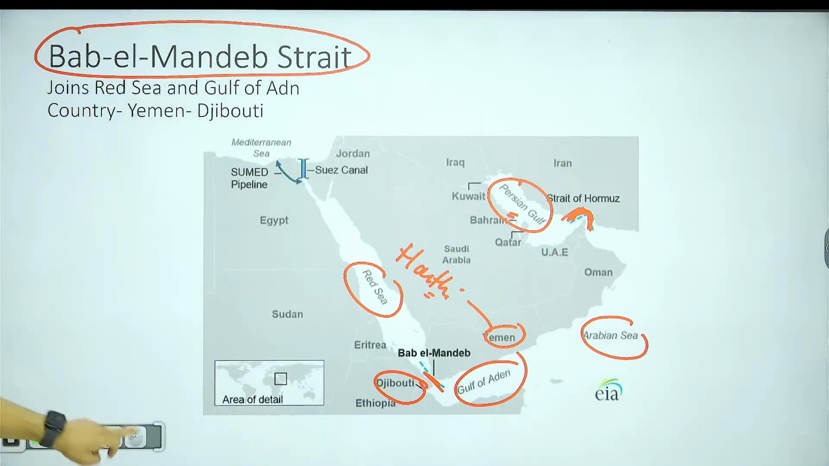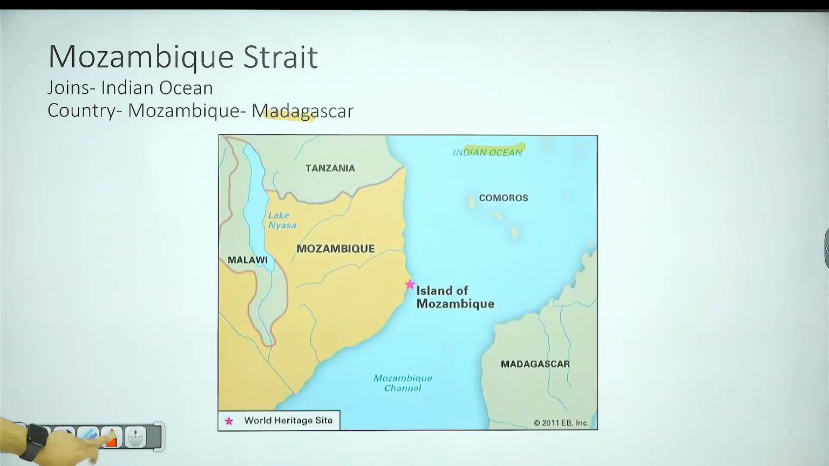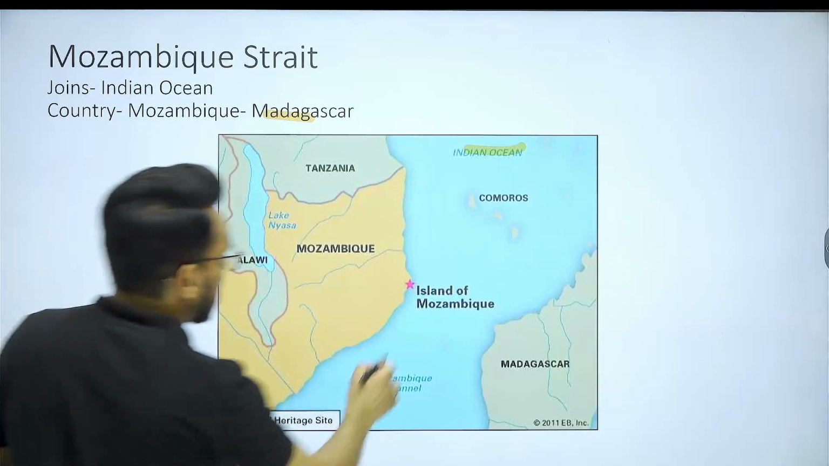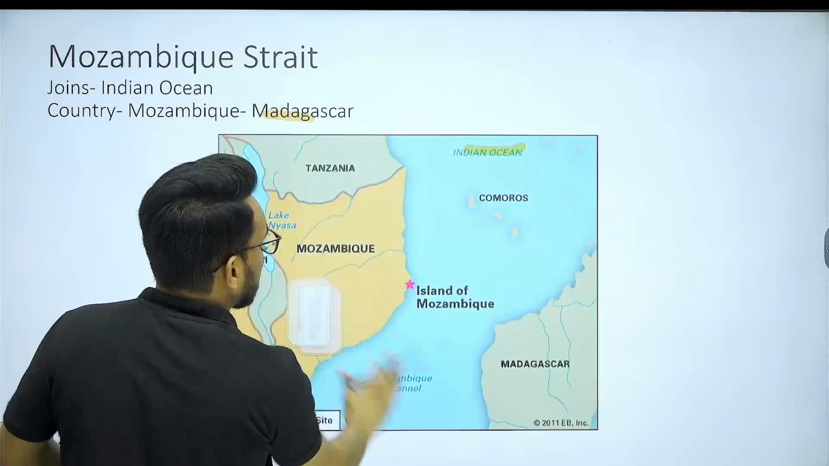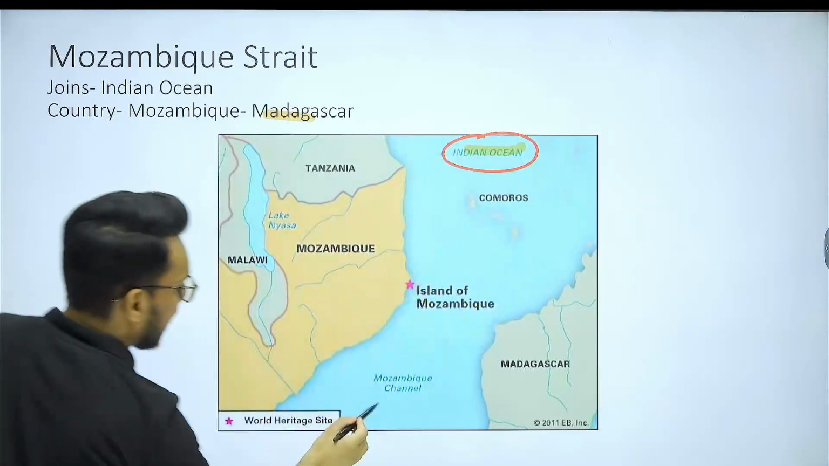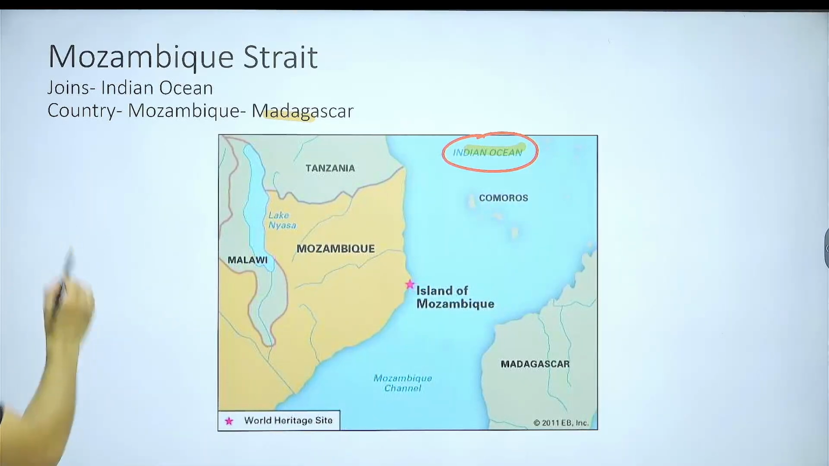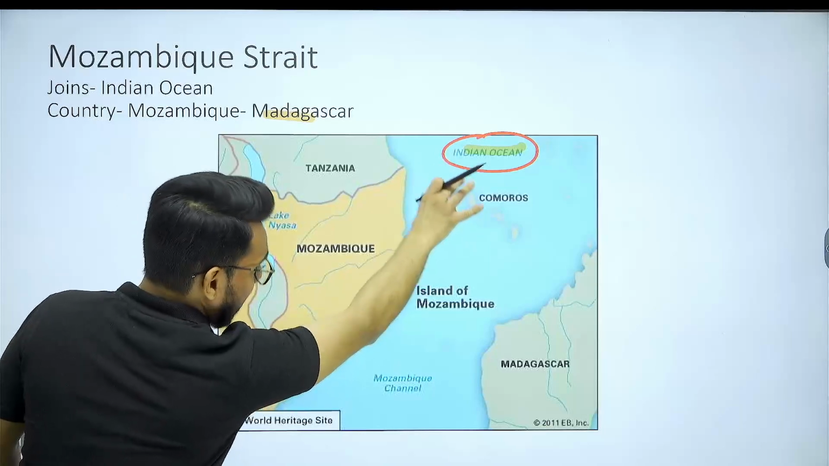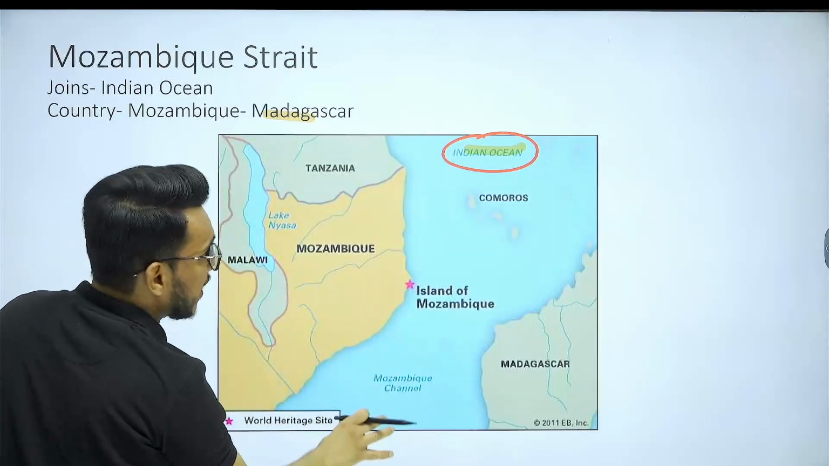Okay. Then moving on to the next one. Mozambique Strait. It connects the Indian Ocean with the Indian Ocean. Basically, the Northern Indian Ocean will be connected with the Southern Indian Ocean.